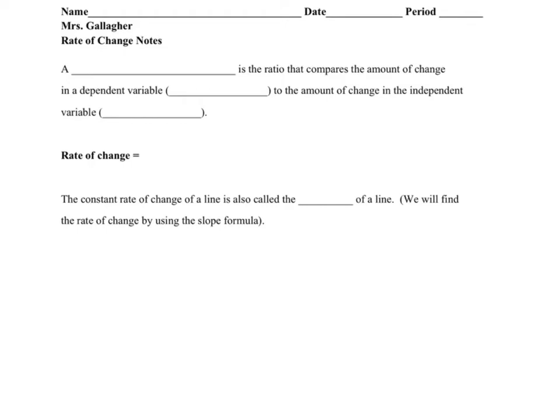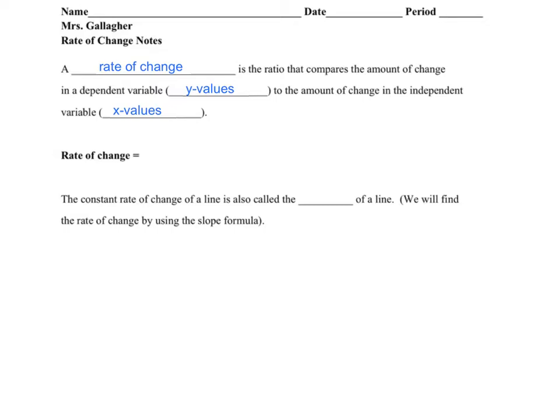Today's learning goal is how to calculate rate of change. A rate of change is the ratio that compares the amount of change in a dependent variable to the amount of change in the independent variable. Remember, your dependent variable is your y values, also known as the output and the range. Your independent variable is your x values, your input, also known as your domain.